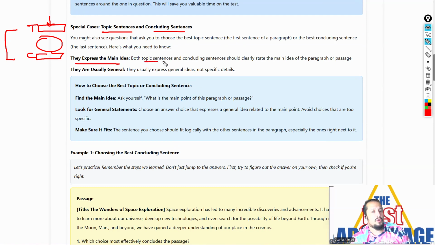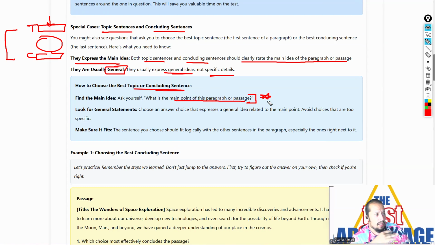The topic and concluding sentence should clearly state the main idea of the paragraph or a passage. They're usually general. They give general ideas, not specific details. Okay, that's very important. تعرفوا points دولت. So how best to choose the topic or concluding sentence? أول حاجة بنلاقي main idea. What is the main point of this paragraph or passage?